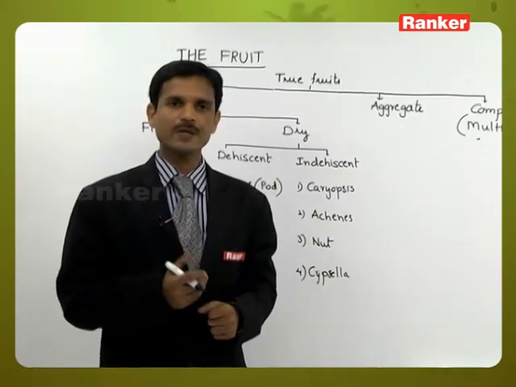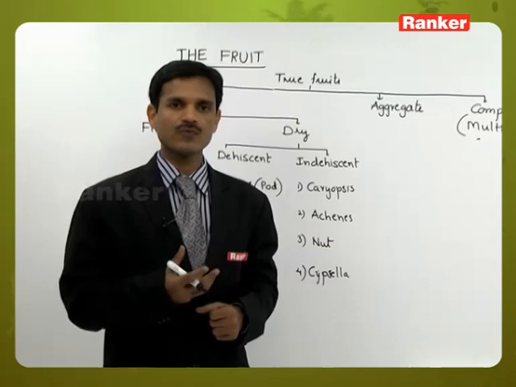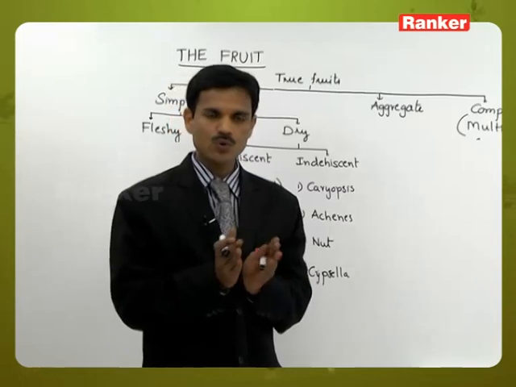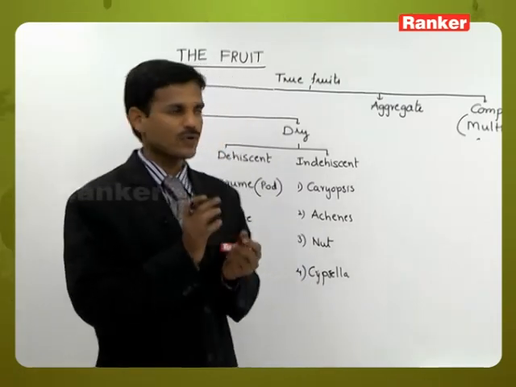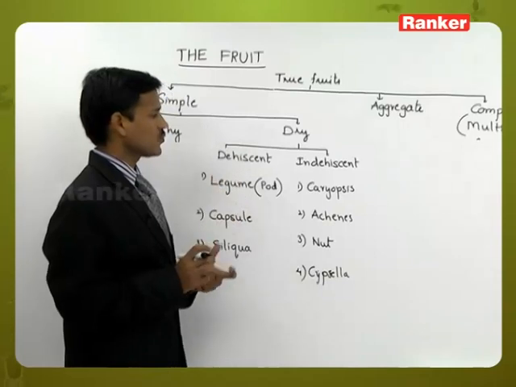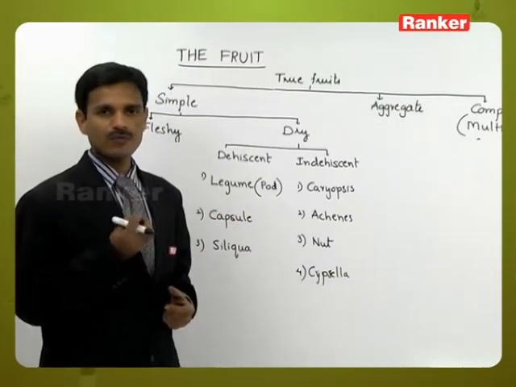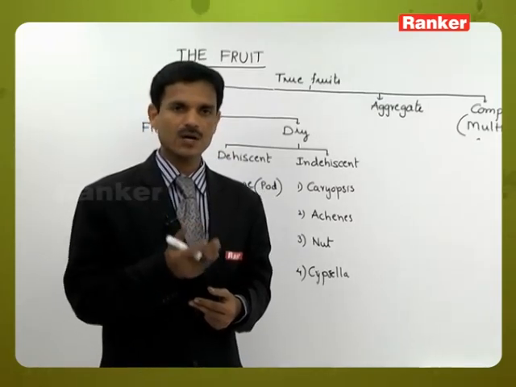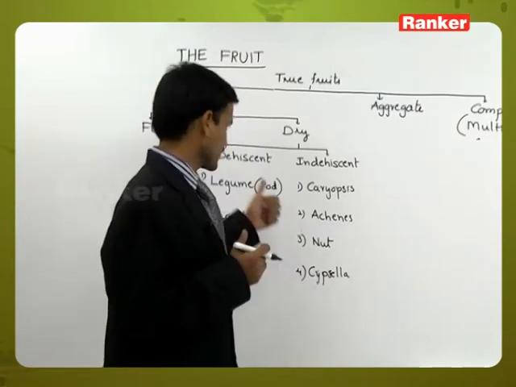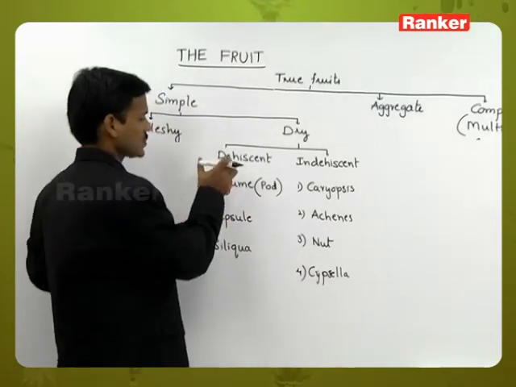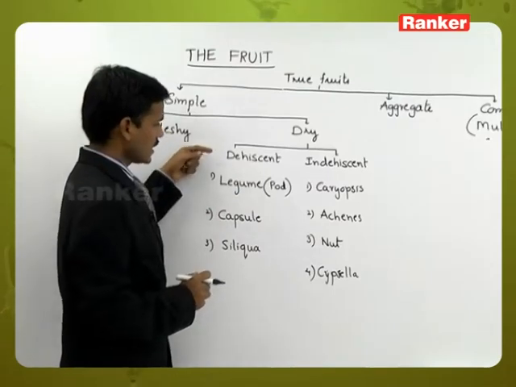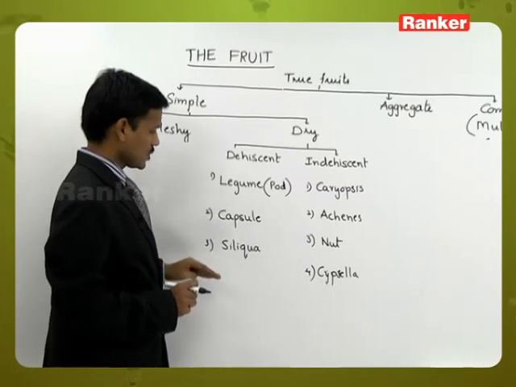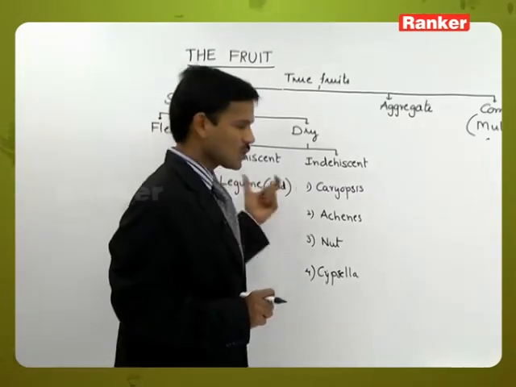Dehiscent means that at maturity the fruit wall splits or breaks into two parts or a number of parts, liberating the seeds outside. Such fruits are called dehiscent fruits. The dehiscent fruits are mainly of three types: legume, capsule and siliqua. The legume fruit is also called a pod.